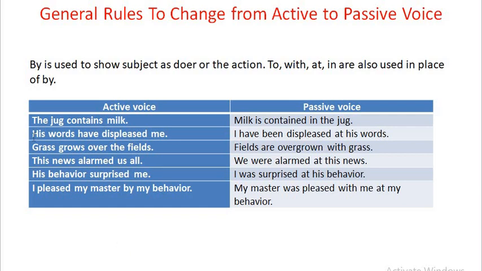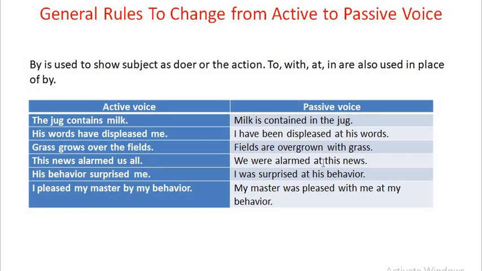The jug contains milk. All right, the jug contains milk, is contained by the jug is not correct. So milk is contained in the jug is more appropriate. So here for by we have used in. His words have displeased me. I have been displeased at his words, not by his words. Grass grows over the fields. Fields are overgrown with grass, not by grass.